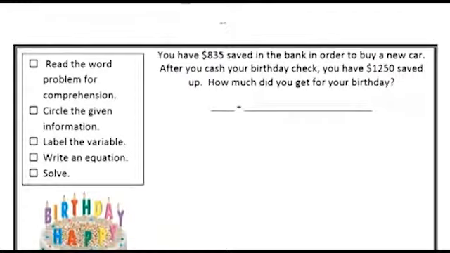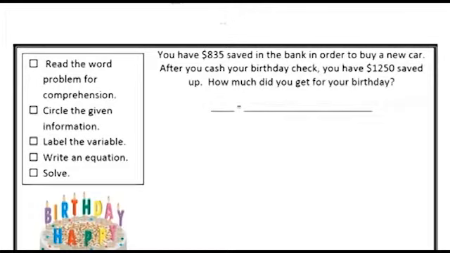Let's try another one. Read the word problem for comprehension. That's step 1. You have $835 saved in the bank in order to buy a new car. After you cash your birthday check, you have $1,250 saved up. How much did you get for your birthday? Summarize it. That's the best way to comprehend it.